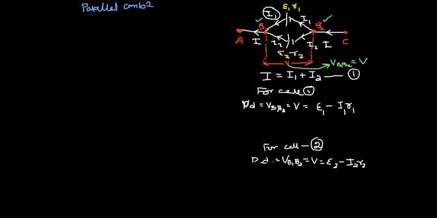Okay, now we are ready with the two equations for the potential difference, but I want to get the answer for the current, which contains I1 and I2. Therefore we have to solve this equation to get the current values.